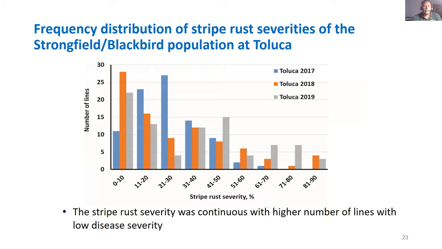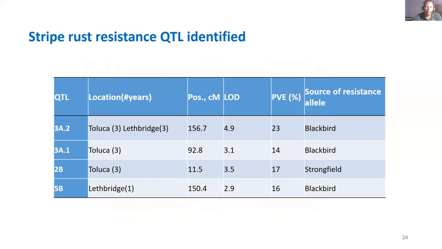So if you look at the distribution of the lines in response to stripe rust severity, looking at the number of lines on the y-axis and the stripe rust severity on the x-axis, this is an example from Toluca. So the severity was continuous, with a higher number of lines showing low disease severity. That means the two parents have contributed additively to the disease resistance.